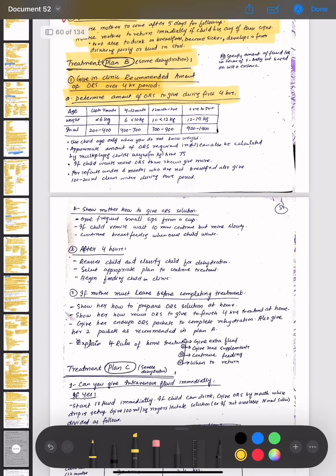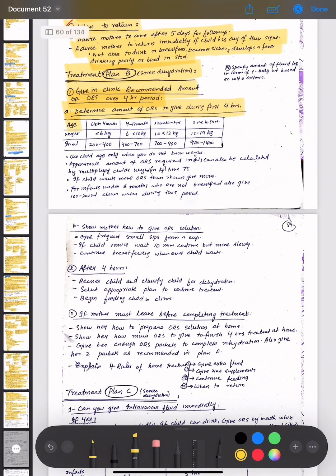For example, if the age is up to 4 months and weight is less than 6 kg, then 200 to 400 ml of fluid is given. If the age is 4 to 12 months and weight is 6 to less than 10 kg, then 400 to 700 ml of fluid is given. If the age is 12 months to 2 years, and weight 10 to less than 12 kg, then 700 to 900 ml is given. If it is 2 years to 5 years, then 900 to 1400 ml of fluid is given. Use child age only when you do not know the weight.